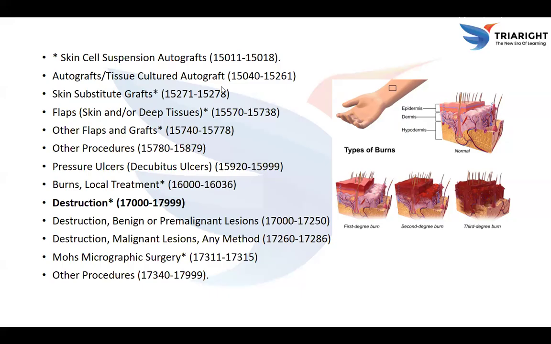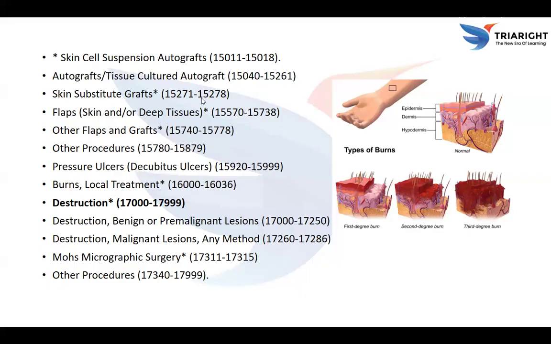Autografts or tissue culture autograft. Skin is taken from one area of the patient and placed on another area of the same patient. There are two types of autografts: autograft, which is skin moved directly, and cultured autograft, the skin which is grown in a lab then applied. This is used for burns, trauma wounds and non-healing ulcers. There is no rejection risk because it's the patient's own skin.